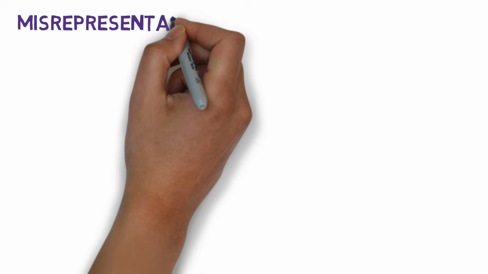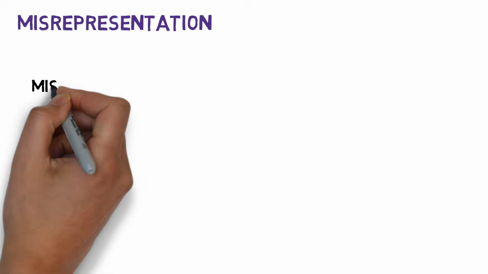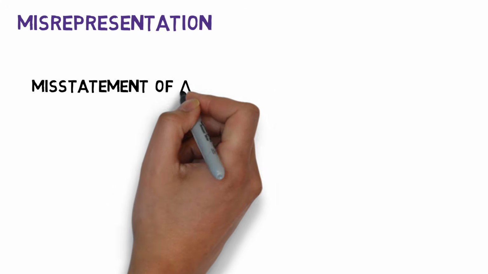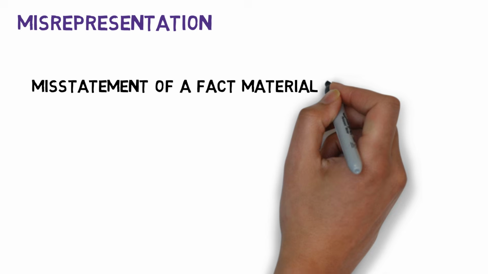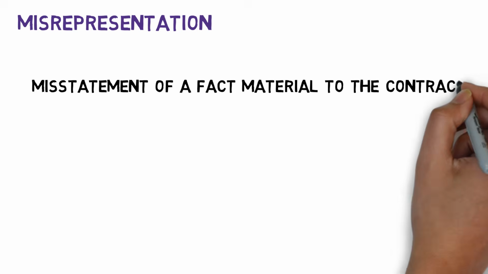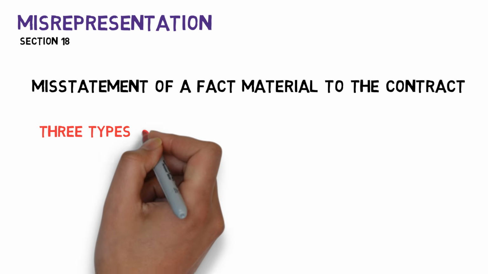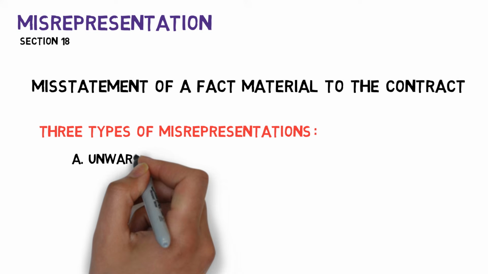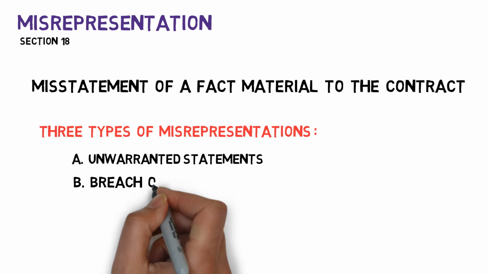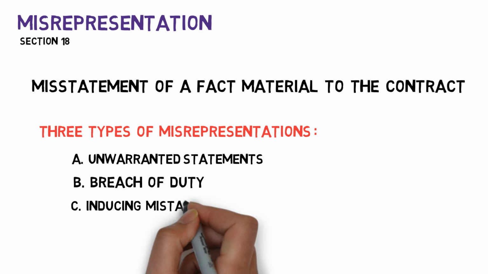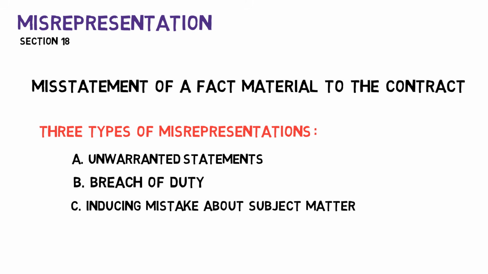Next is misrepresentation. Misrepresentation means misstatement of a fact material to the contract. Section 18 of the Indian Contract Act includes 3 types of misrepresentations: unwarranted statements, breach of duty, inducing mistake about the subject matter.